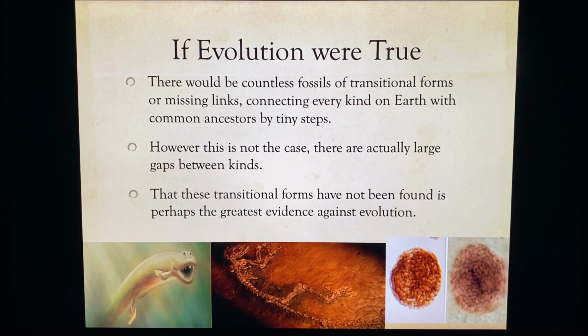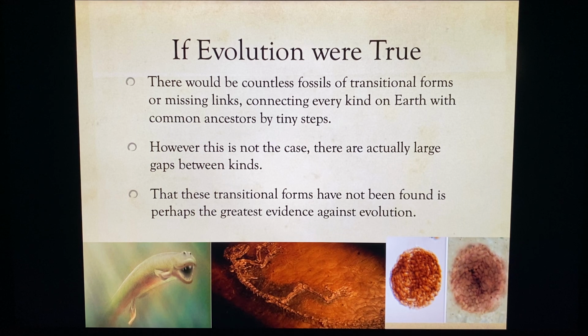If evolution were true, there would be countless fossils of transitional forms or missing links, connecting every kind on Earth with common ancestors by these tiny steps. So you would see in the fossils an amphibian turning into a reptile, or an ape turning into a human, and we haven't found these missing links. However, this is not the case. There are actually large gaps between kinds. So there are no fossil transitional forms showing these tiny steps at all.